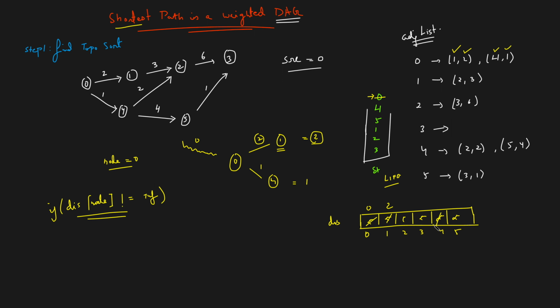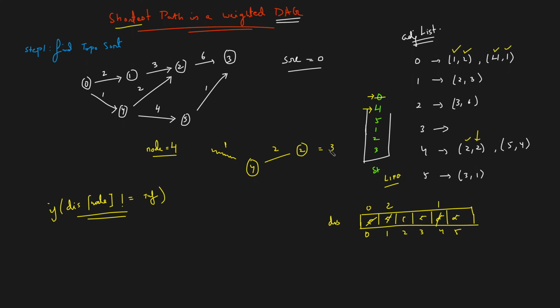Now from 4, where can you go? You can go to 2. And if you decide to go to 2, what will be the distance taken? The distance taken will be 2. So what will be the total distance taken to reach 2? I can say 1 plus 2, that is a total distance of 3. Now what was the distance taken to reach node 2 before? Infinity. So can I say I got a better one? The distance 3. So I can replace infinity by 3.